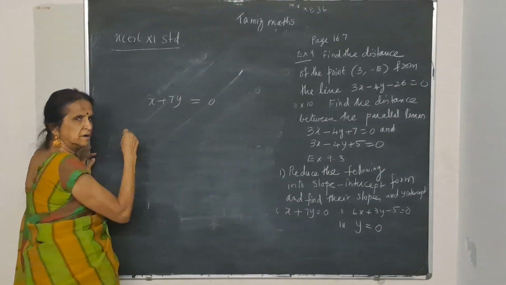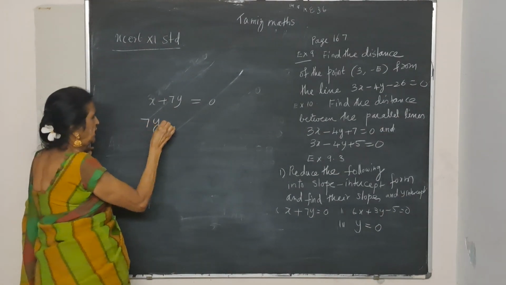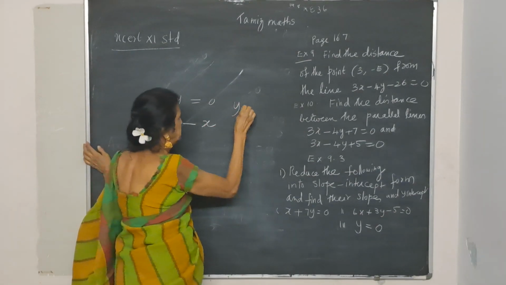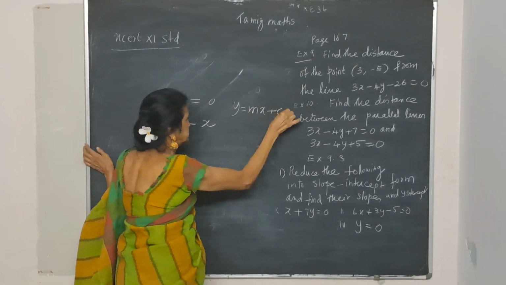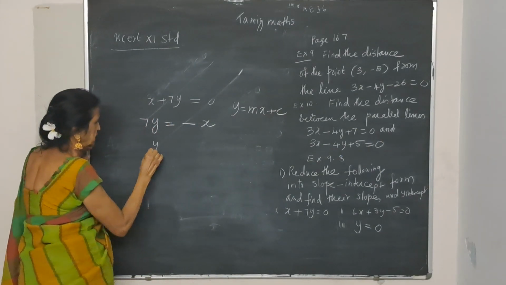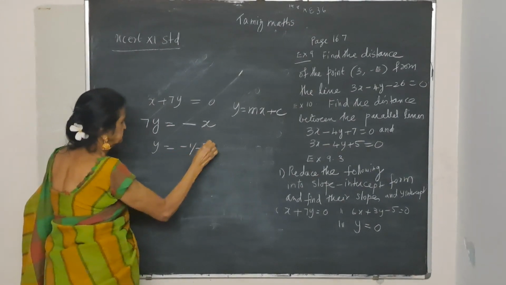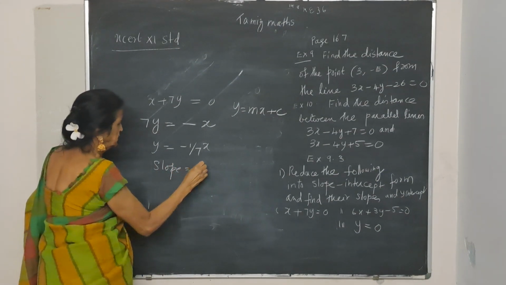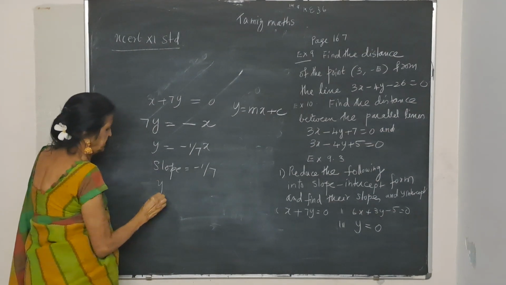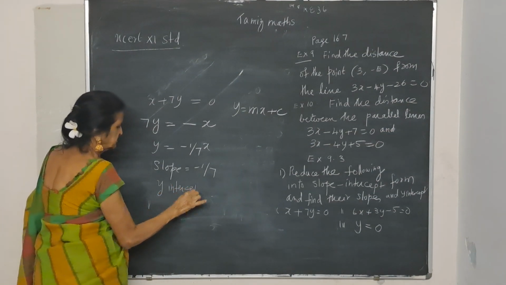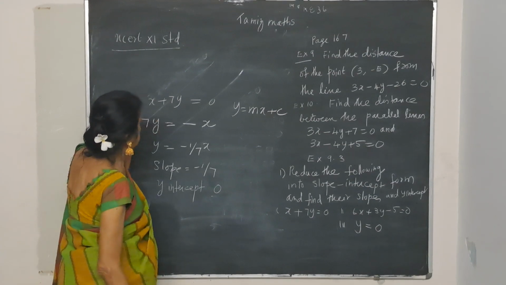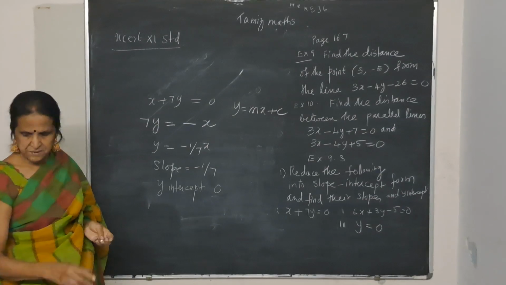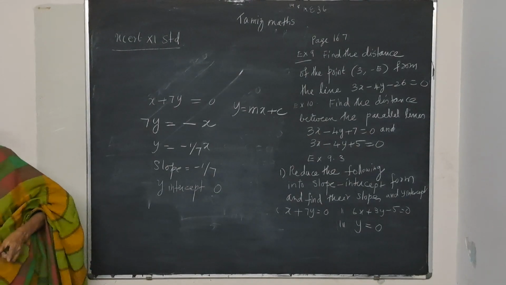How do I go about it? First you have y here, then you should have y alone, because y is equal to mx plus c is the slope-intercept form. Divide by 7. There is no c at all. So slope is minus 1 by 7 and y-intercept is 0. Whenever the line passes through the origin, there is no intercept, neither y-intercept nor x-intercept.